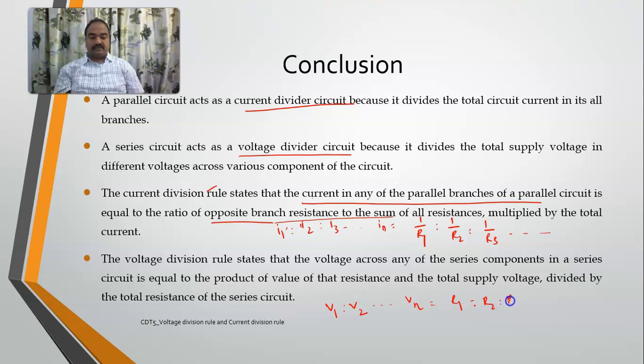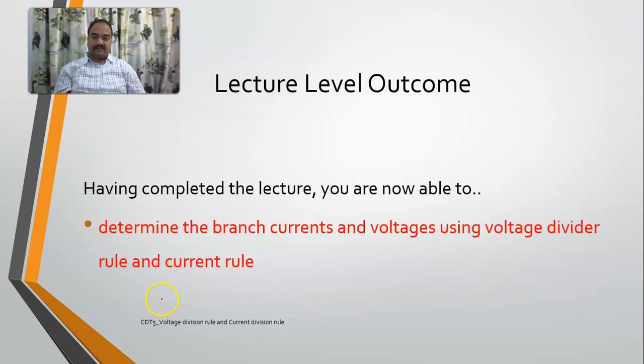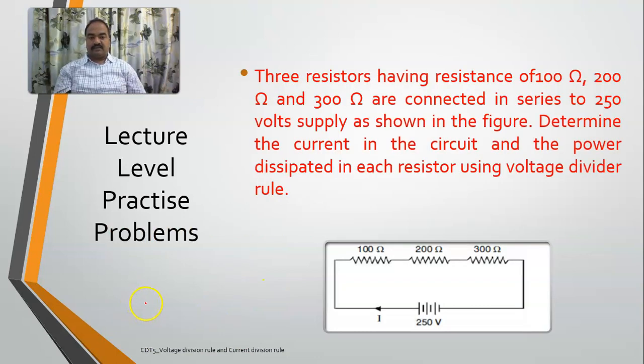I think this will be easier for you to remember, and it will help you a lot. But try to remember, the current division rule is applicable only for parallel connected branches, and the voltage division rule is applicable only for series connected branches. So I hope that now you are able to determine the branch currents and voltages using the voltage divider rule and current divider rule. With this, I'll close the session.